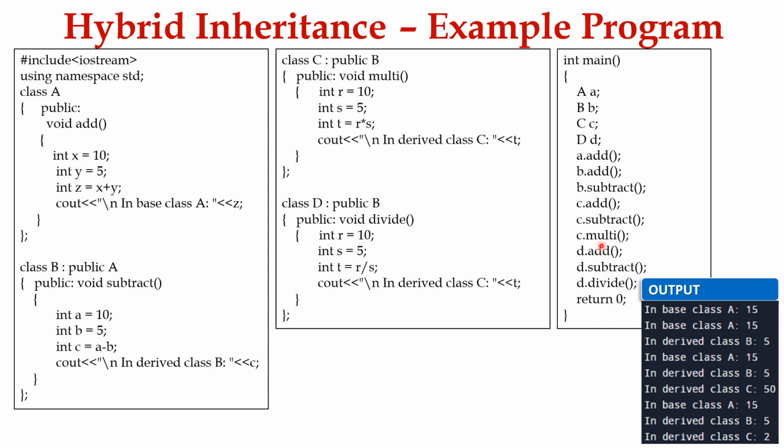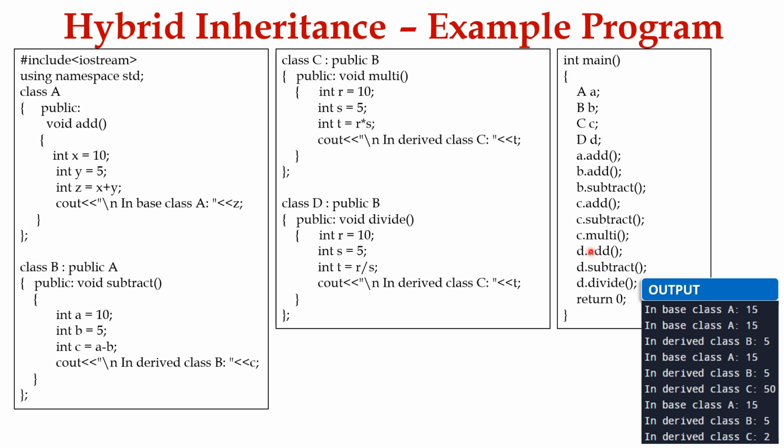Next, using the class C object small c, we are accessing the method multi which is available in class C. Here the values of r and s are being multiplied, that is 10 into 5, and 50 is stored in the variable t and displayed to the user using the cout statement in derived class C. The value 50 is displayed to the user as shown in the output, in derived class C, 50.